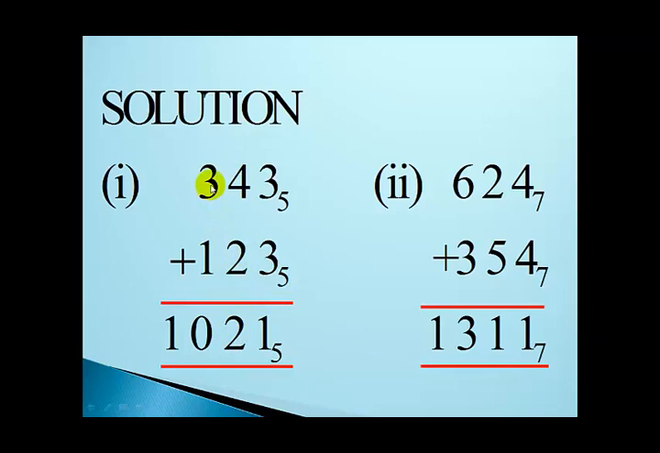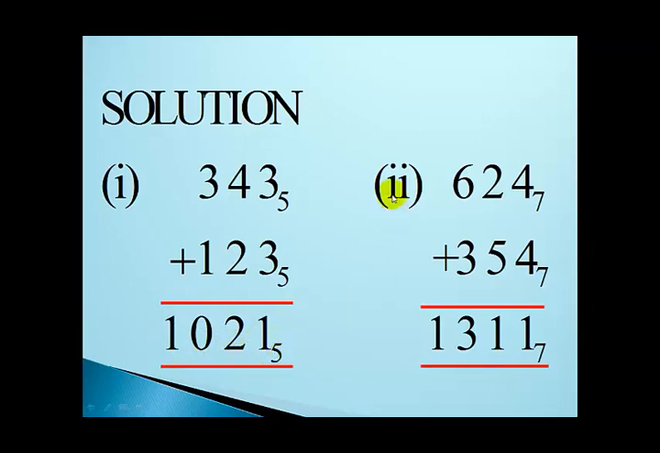Now 3 plus 1 is giving us 4. So 4 plus the 1 group will give us 5. And 5 in base 5, the remainder is 0, and the number of group of 5 in 5 is 1. And that is the 1. So we have 1, 0, 2, 1 base 5.